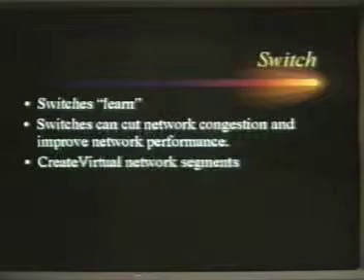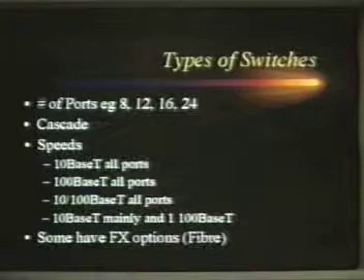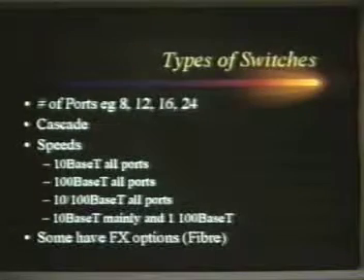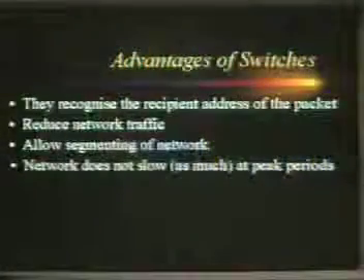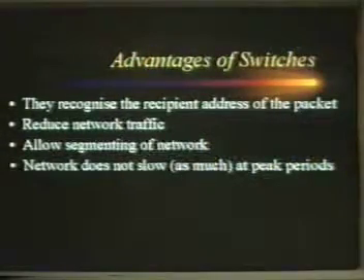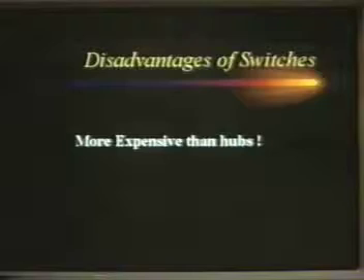Switches will learn where the traffic's going and they will direct it. The types of switches are the same as hubs, but most importantly, a switch is an intelligent hub. They look the same for all intents and purposes. One's intelligent, one's not. And you can get them in all sorts of various speeds. The advantage of switches, they reduce network traffic at peak periods, and they learn where things are going, and they don't slow as much. And the disadvantage is dollars.